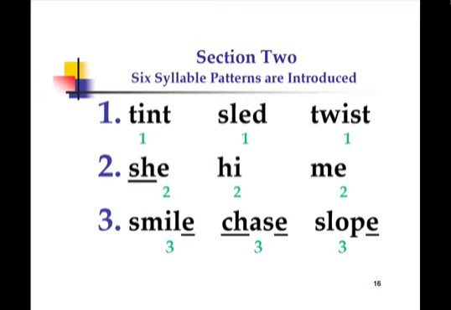Syllable pattern 2 is when you have one vowel in a word. At the end of the word, the vowel represents its long sound. Syllable pattern 3 is the silent E rule. The first vowel in the word is long. The syllable pattern number is written under that vowel. The E is underlined to indicate it is silent.